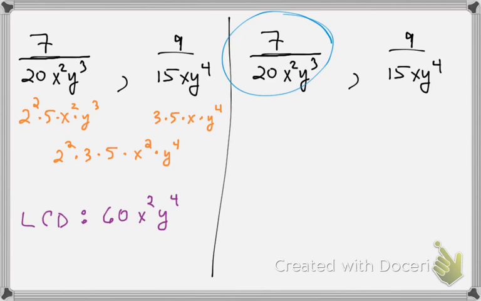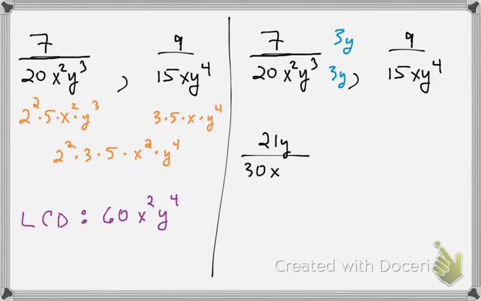3y. It was missing 3y. If I multiply the bottom by 3y, I have to multiply the top by 3y. You guys agree? Then what would I get? 21y over 60x squared y to the 4th. Do you guys see what I did there? Oops, I wrote it wrong, even if I said it right.